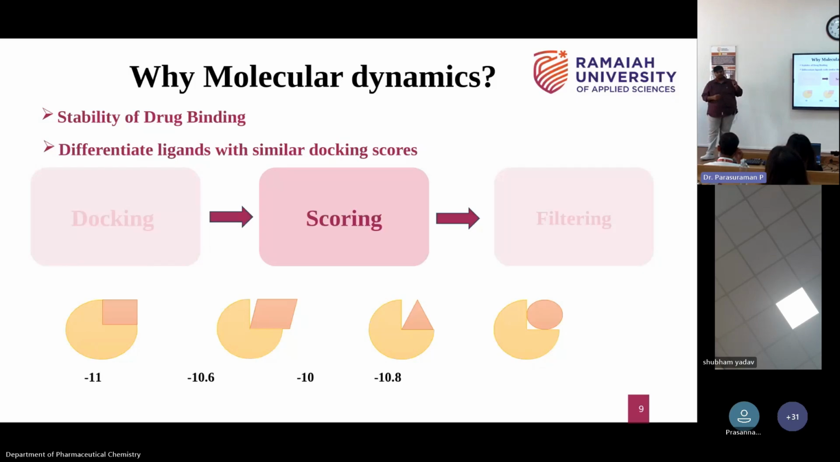So by performing molecular dynamics, we can come to a conclusion that among these ligands, the ligand with the highest score, for example -11, if it is stable throughout the simulation and has interactions throughout the simulation time, then we can consider that particular ligand as having a good docking score and good stability.